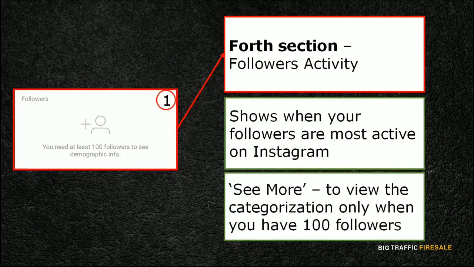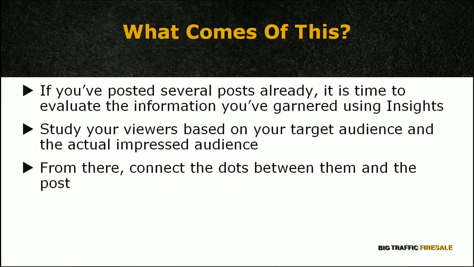The last section is the Followers Activity. This bar chart shows you when your followers are most active on Instagram. You can even tap the See More icon to view the categorization. You have information on your followers' gender, age, and even location. Plus, you have a bar chart of probability on when your users are most likely to log in hourly and, of course, daily.